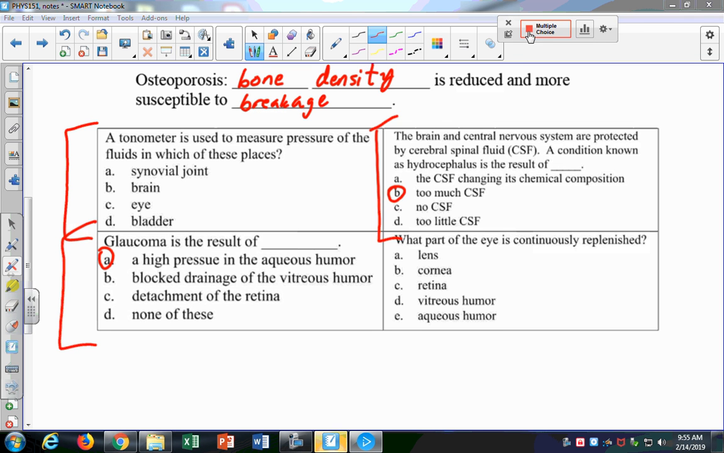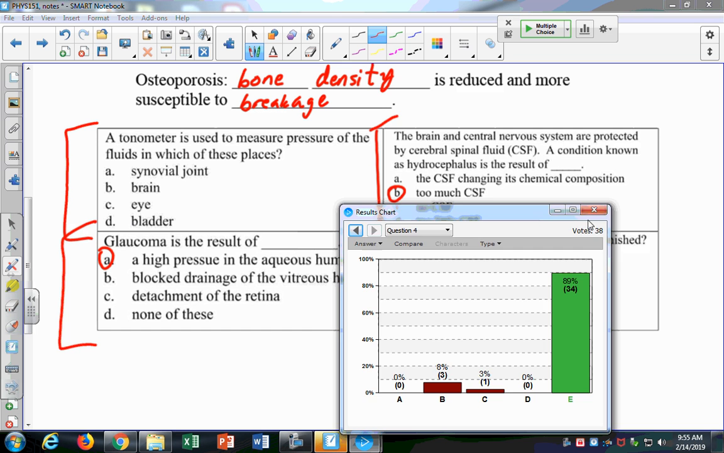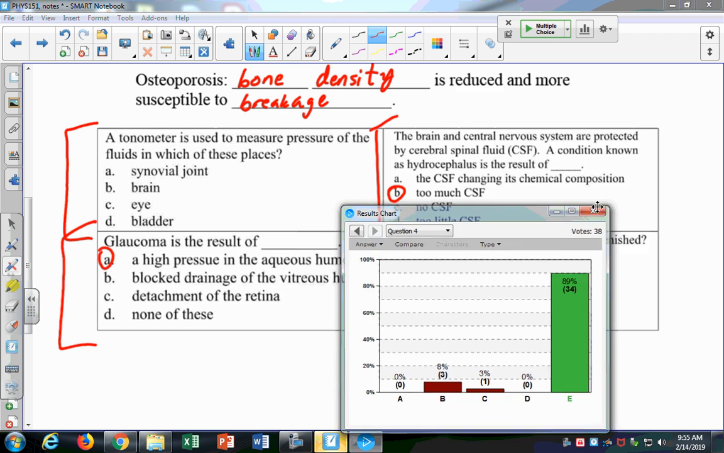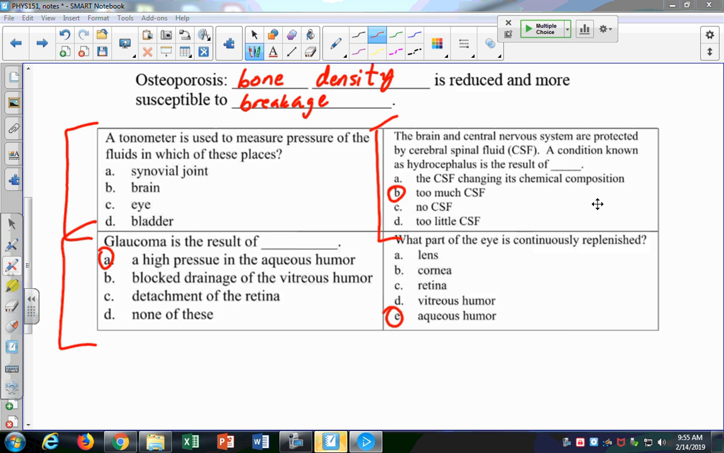And then what part of the eye is continuously replenished? Let's stop at 15. Okay, he is right. The aqueous humor. What else did y'all put? B and C. Now B and C, the cornea and the retina, those are just sort of parts of your eye. They're not really replenished at all. But make sure that you understand the difference between the aqueous and the vitreous humor, okay? And what they do and the different purposes they serve.